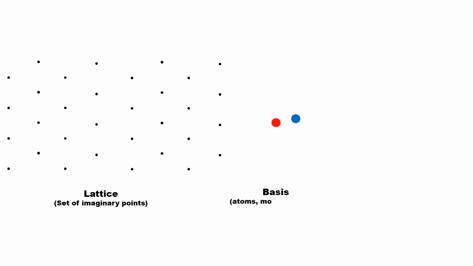Lattice is a set of imaginary points that describe the arrangement of atoms or molecules in a crystal. These atoms and molecules are called bases. When the bases are arranged at these lattice points, they form a crystal structure. This arrangement of atoms can be done in many ways.